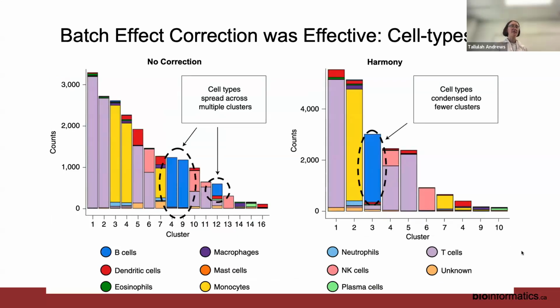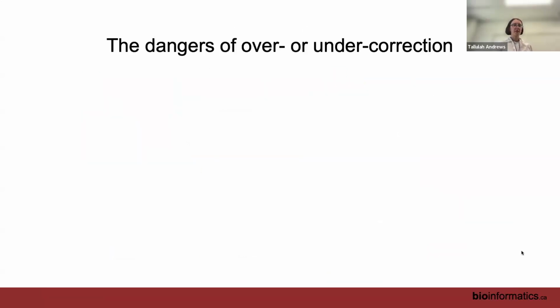And if we look at the cell types across the clusters, now most of the cell types are represented by only one cluster. So again, it looks good. Looks like we fixed our batch effect problem, right? So that's how we can tell our batch effect correction methods were effective or not.